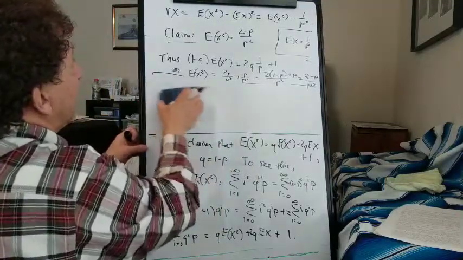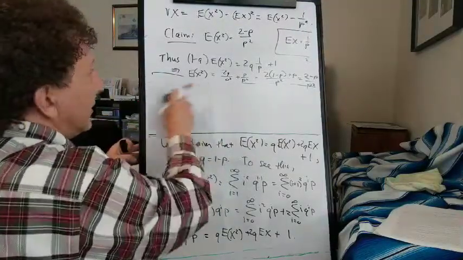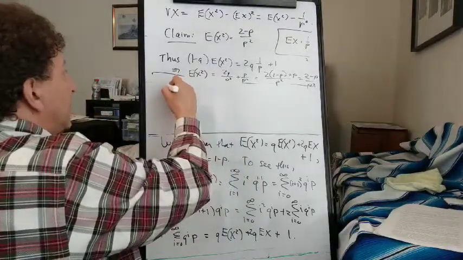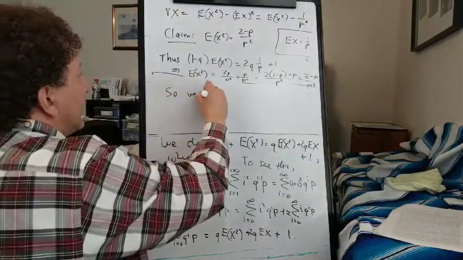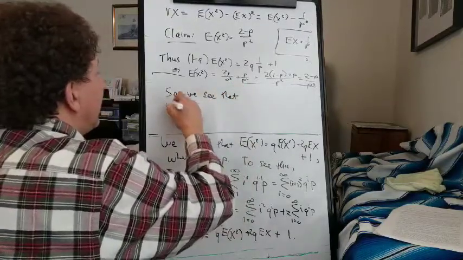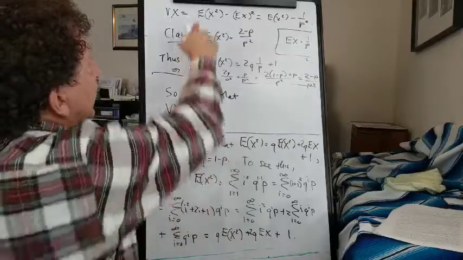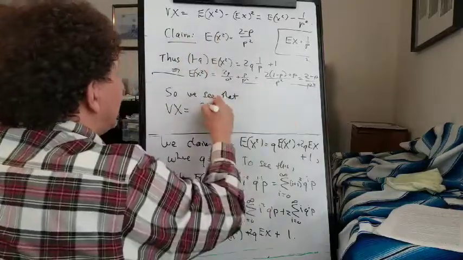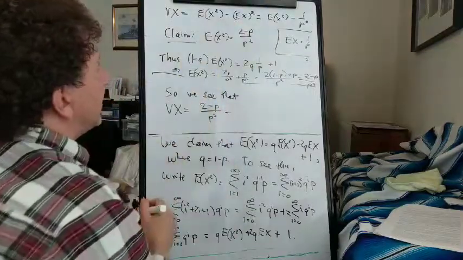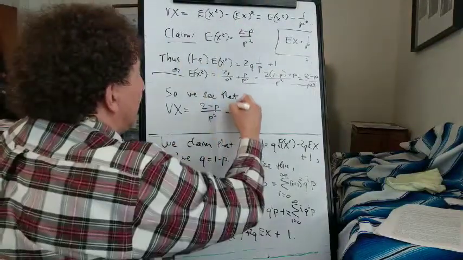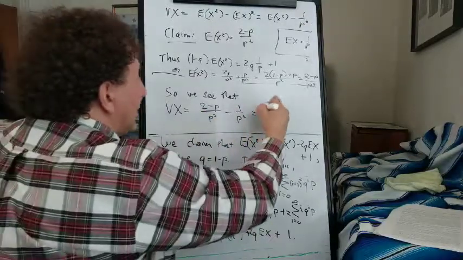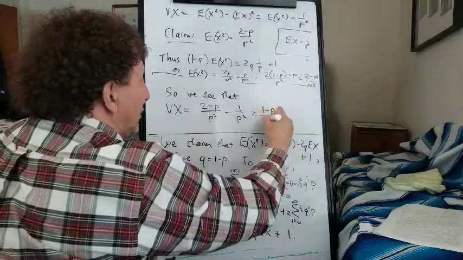And then I guess I can make a new claim about the variance, or we can just compute it. Variance of x is expected value of x squared, 2 minus p over p squared, minus expected value of x, the quantity squared, 1 over p squared. So 2 minus 1 is 1, so 1 minus p over p squared.